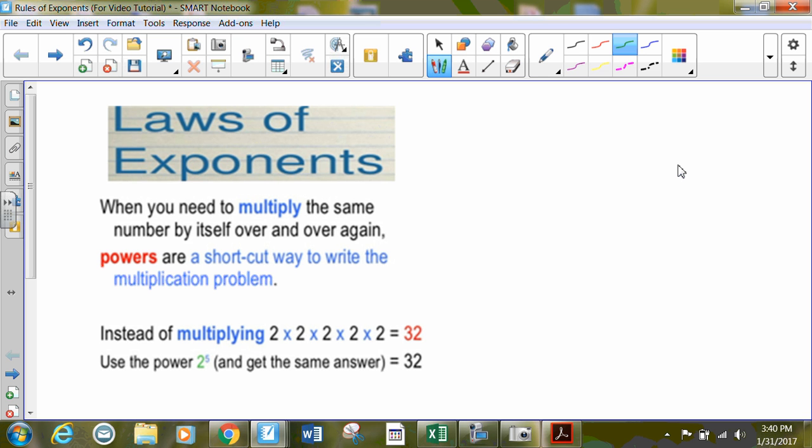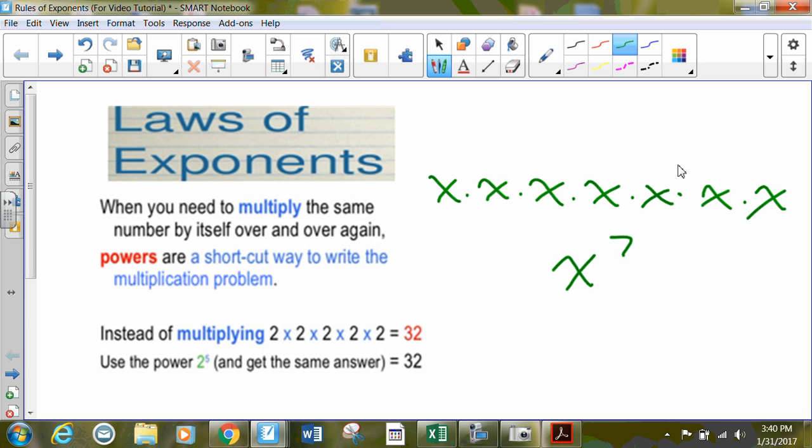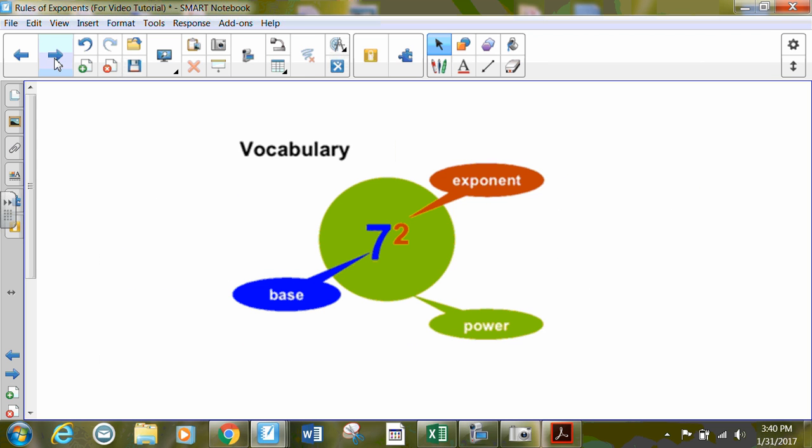So here we go. At some point in time, someone came up with a shortcut way of representing what we just wrote. Instead of writing x times x times x times x times x times x times x, they realized, oh, there's 7 x's we're multiplying together, and we can write it using this notation. Much better, don't you think? Especially if we had like x to the 321st power. As far as vocab goes, you need to know that you've got a base number and you've got an exponent.